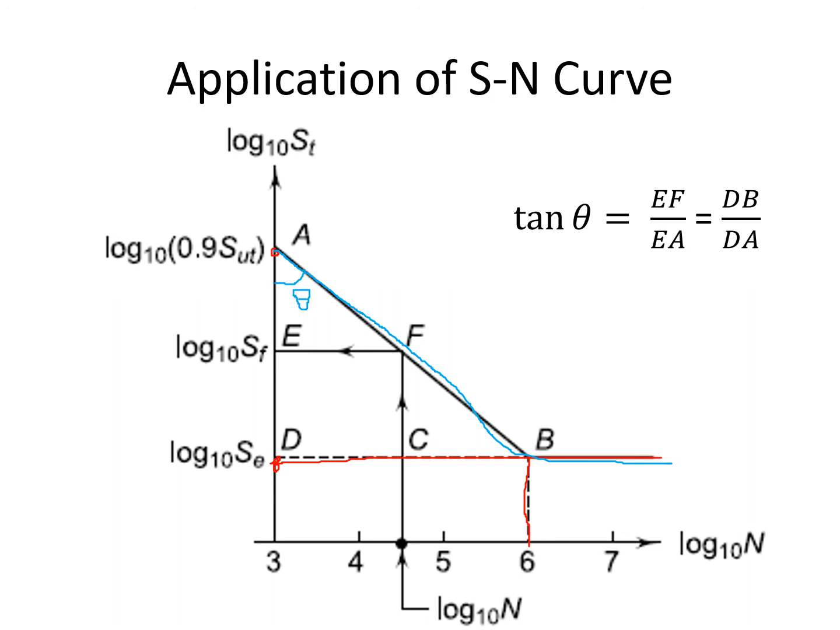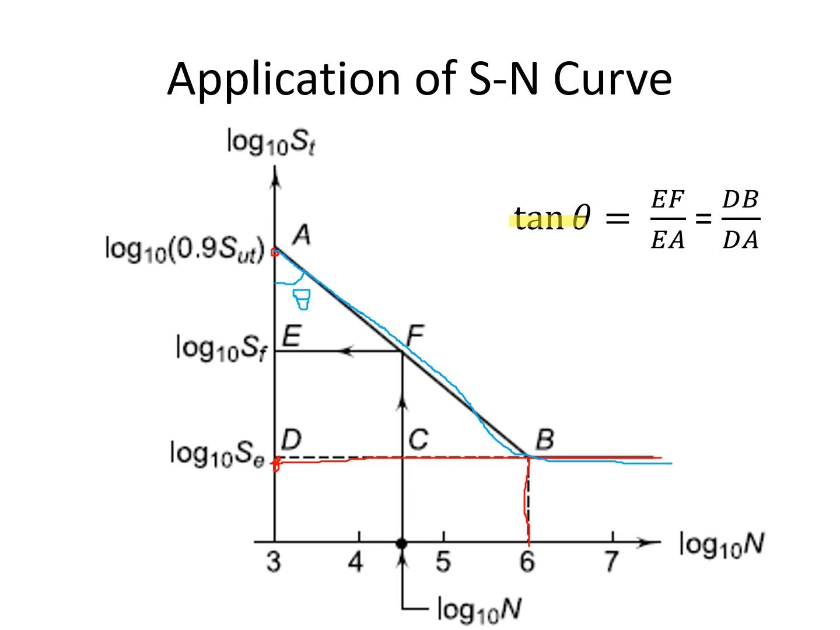So we will take tan theta. Tan theta equals opposite by adjacent. So for this triangle AEF, tan theta equals EF by EA. In the same manner, in the bigger triangle, tan theta equals DB by DA. Okay, now we know this DB value and we know this DA value, and we know this EF value also.